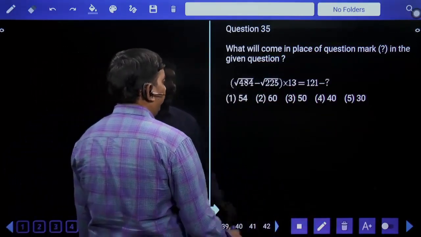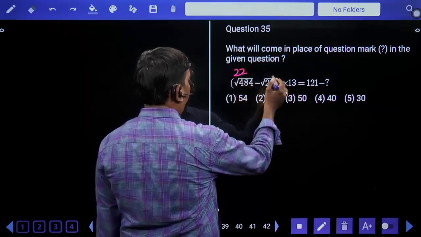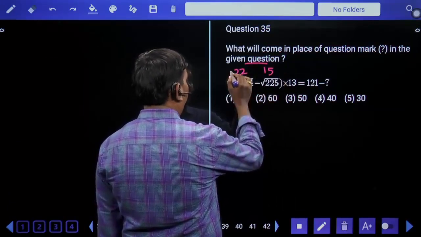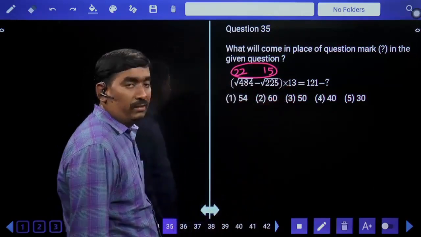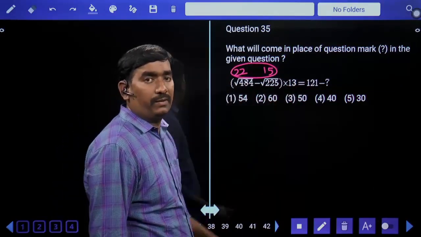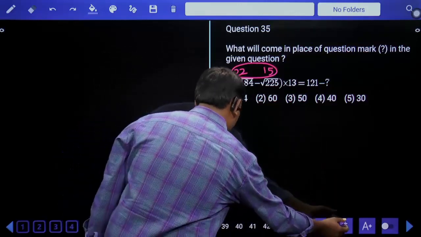Square root of 484 means 22. Square root of 225 means 15. 22 minus 15 means 7. 7 13s are 91. 121 minus 91 will give us 30. Fifth option.